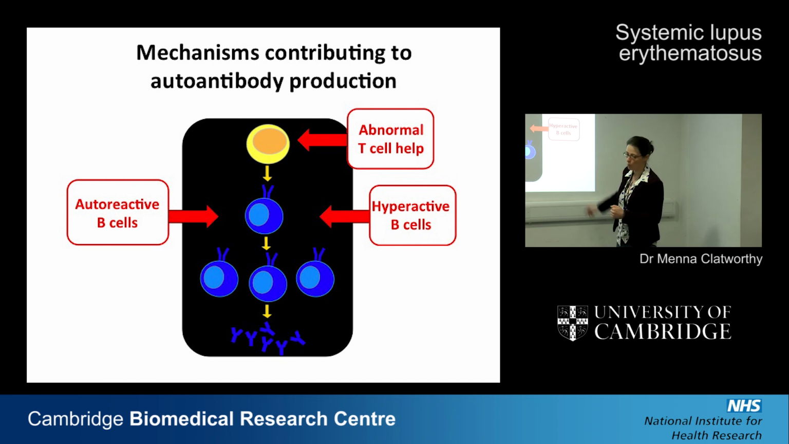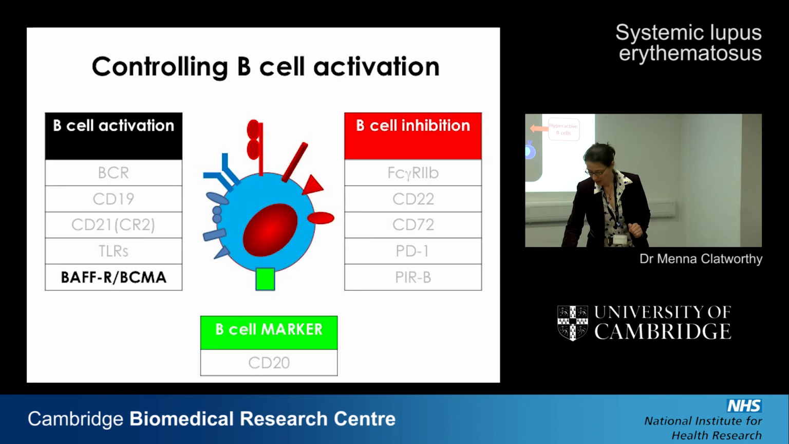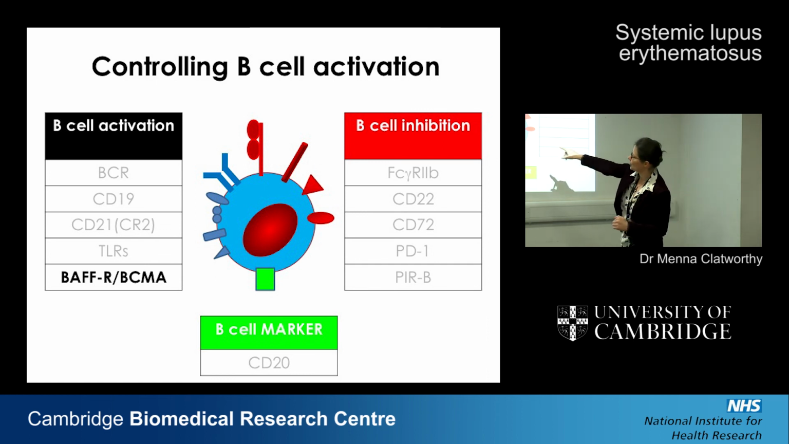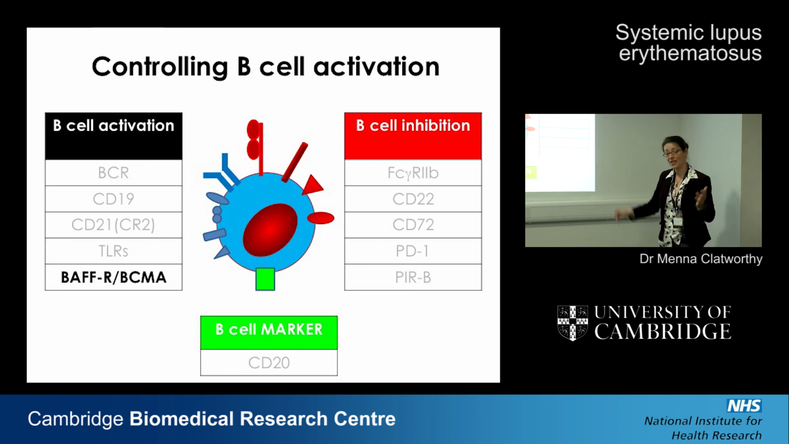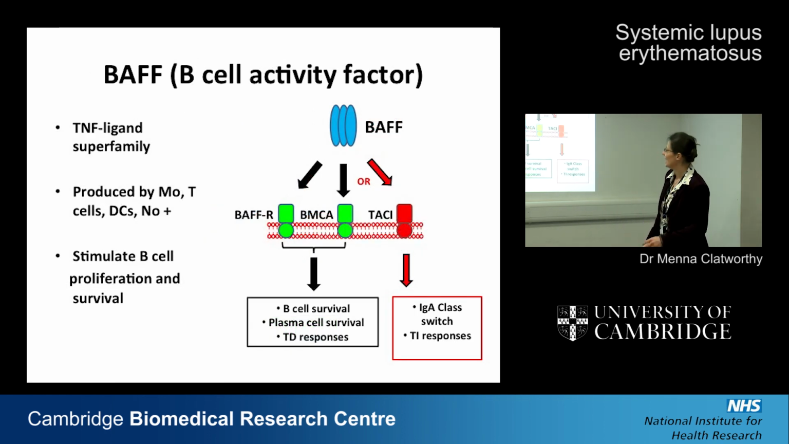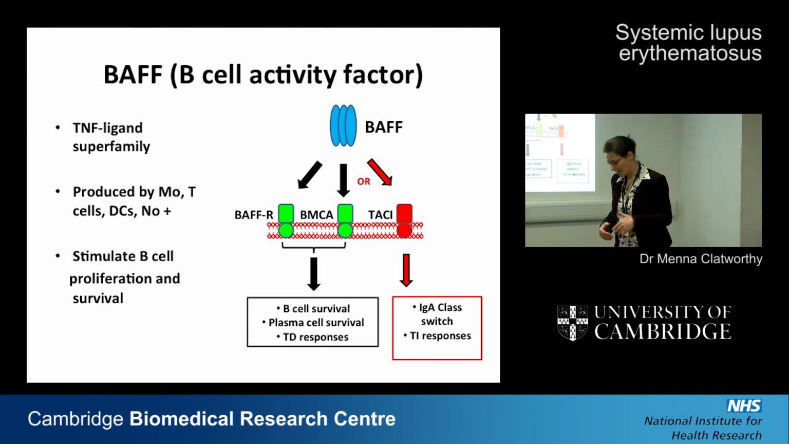Autoreactive B cells, abnormal T cells. What about controlling the activation state? One of the key inputs: if a B cell sees an antigen via its BCR, it doesn't necessarily get activated. It relies on having extra signals, for example complement. One of the extra signals comes via a cytokine called BAFF, or B cell activating factor of the TNF family. There are three receptors for it expressed on B cells at different times in their development, but it drives the survival of naive B cells and augments their activation following stimulation.